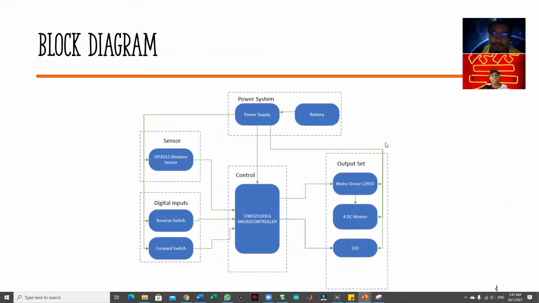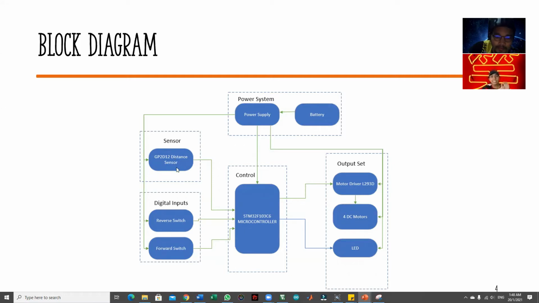Okay, as you can see here, this is our block diagram for this project. We use STM32F1036C as our microcontroller. To power up this system, we use a battery as our power supply, and then we use two switches as two digital switches. The first one indicates the reverse of the motor, and the second one indicates the forward of the motor.